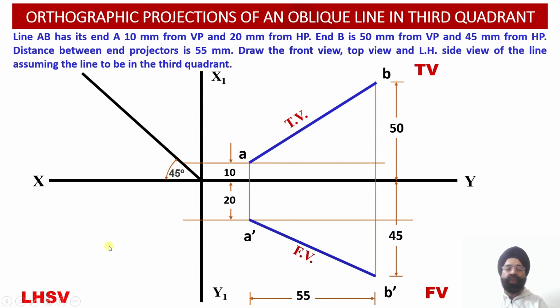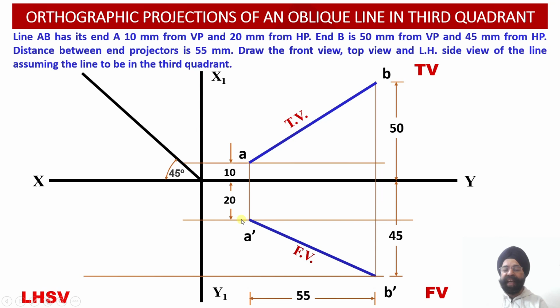So having obtained the front view projections A dash B dash and the top view projections AB over here, now we will proceed to evaluate the left hand side view projections of this line AB. In order to obtain the left hand side view projections of this line, which lies in the third quadrant, please see here: whatever is the distance of the point A with respect to the horizontal plane, it is 20 millimeter below the horizontal plane, or below the XY reference line.